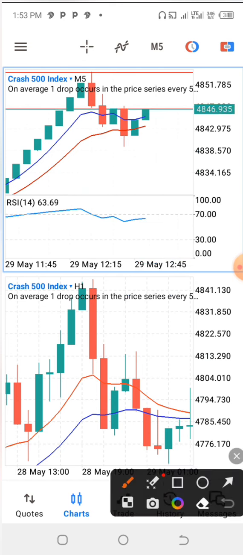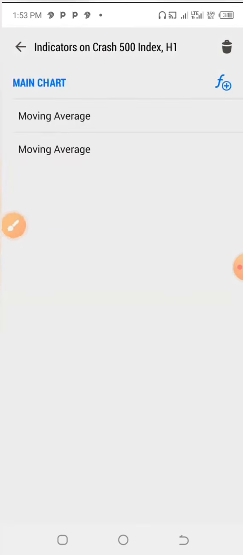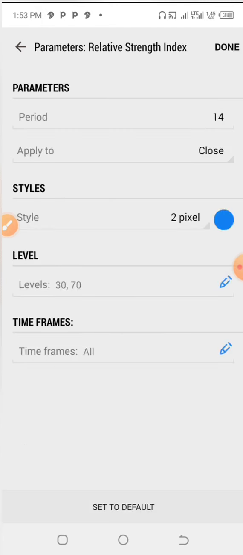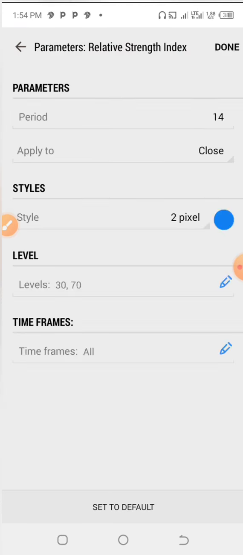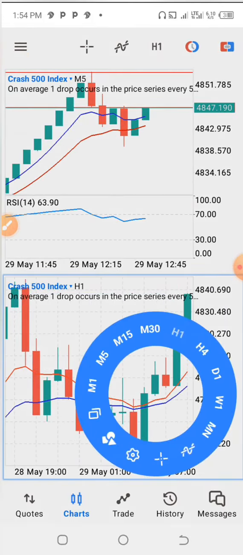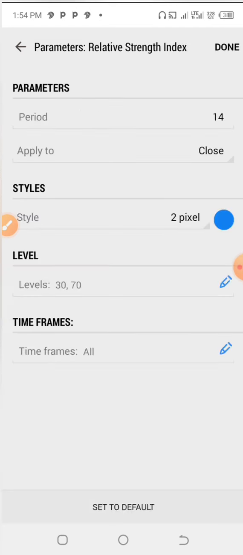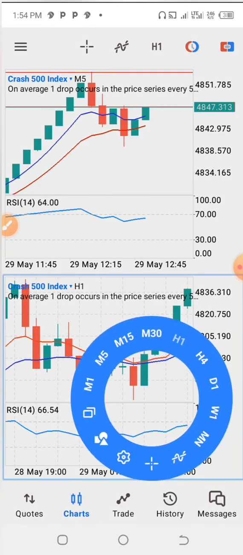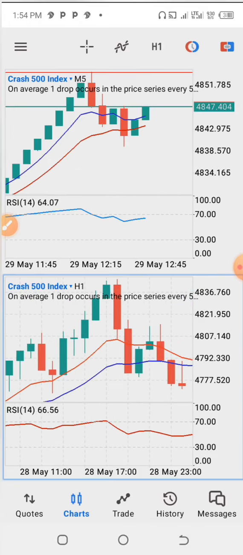So even when you add your relative strength index, it can accommodate it. Then you can ask me, can the smaller, lower one accept the relative strength index? Let's see what we have here. Relative strength index. Let me change the color so that you will recognize it easily. Did you see it? So it contains both of them.